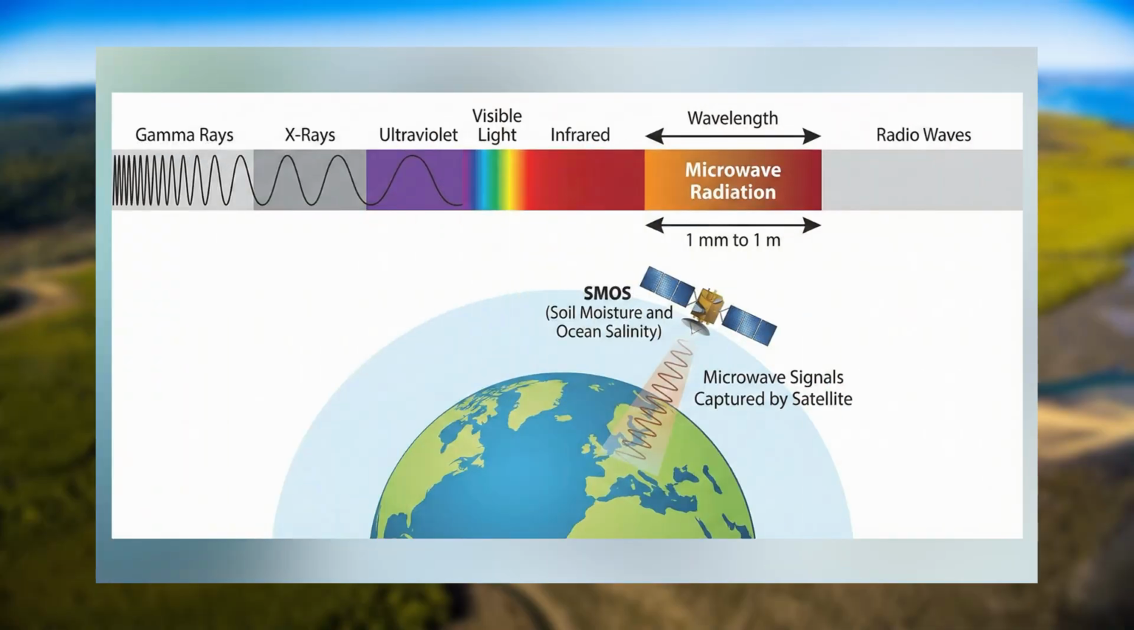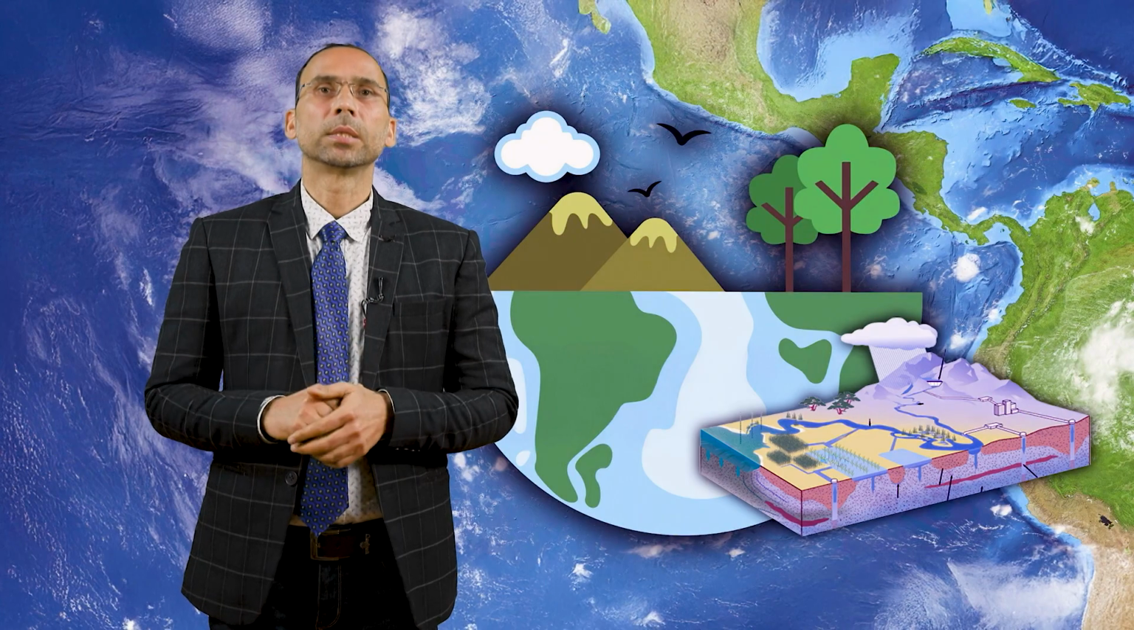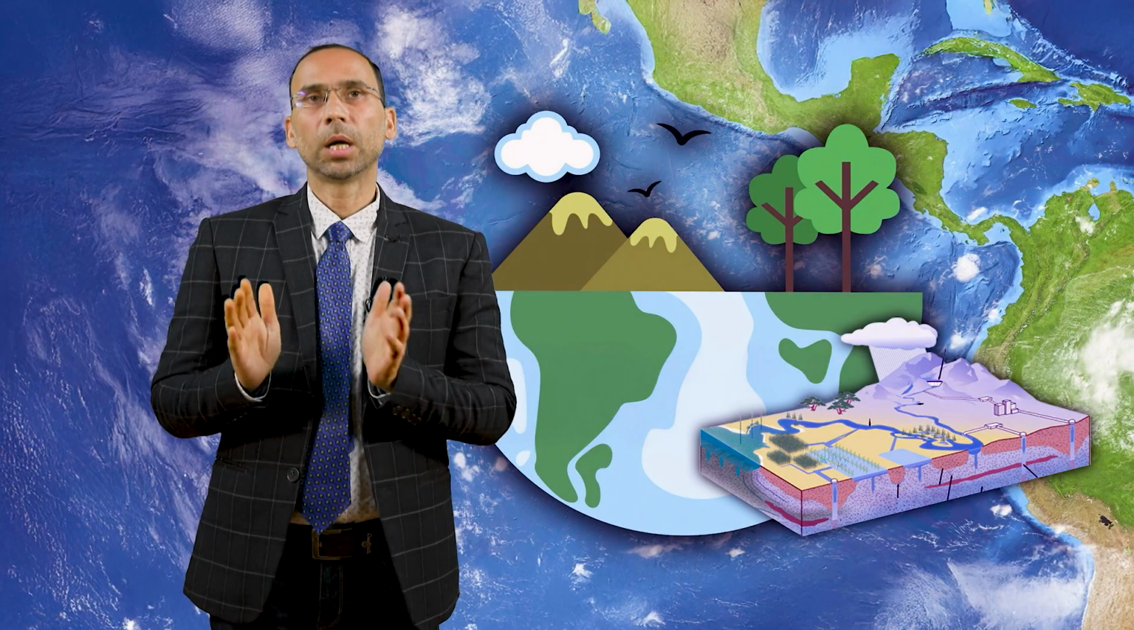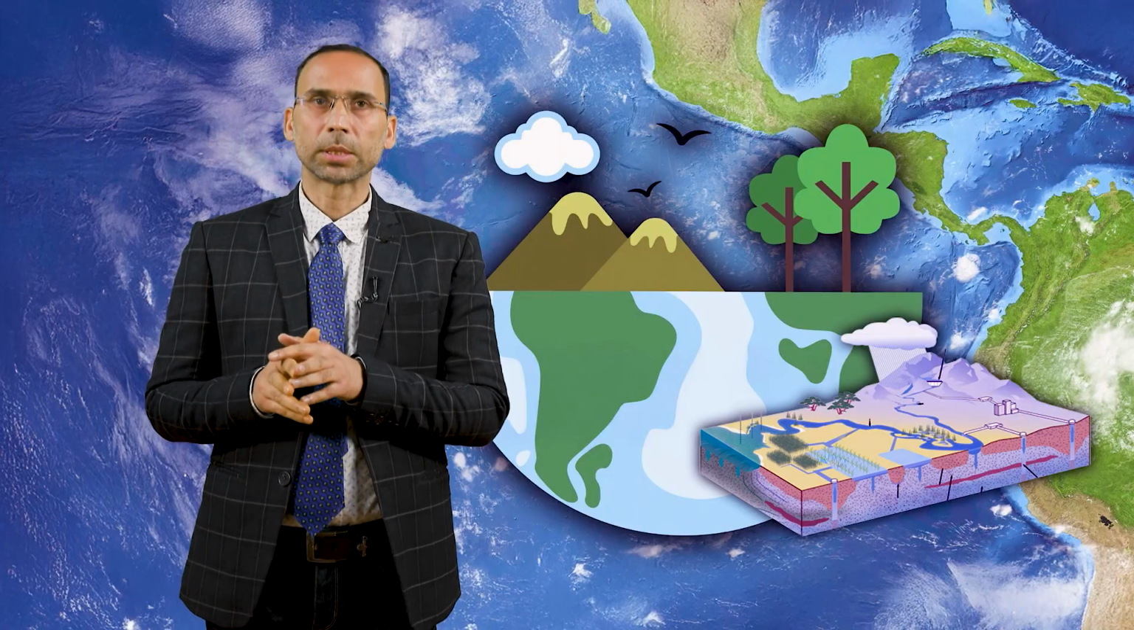Microwave radiation is a band of the electromagnetic spectrum between infrared and radio wave with wavelengths of 1 millimeter to 1 meter. The signal is captured by satellites such as Soil Moisture and Ocean Salinity. The analysis provides frequent data on soil moisture at global scales.